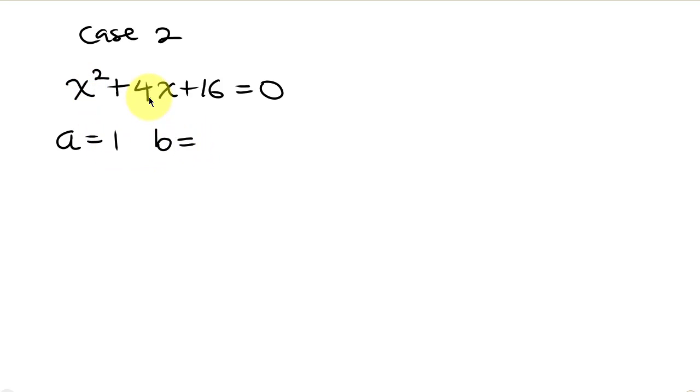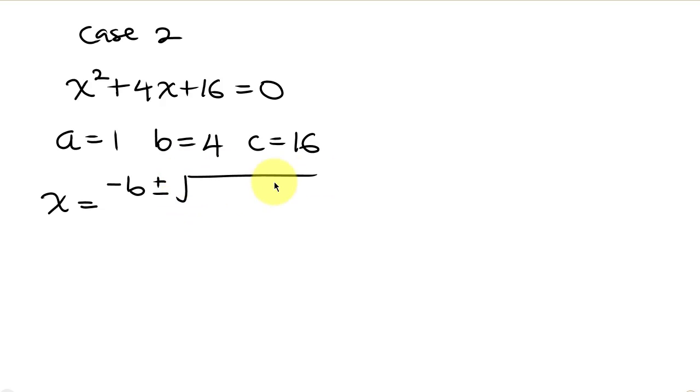Our b is a coefficient of x, which is 4. And our c is a constant term, 16. Very good. Now let's plug this into our quadratic formula, which is going to be of the form x equal to negative b plus or minus the square root of b squared minus 4ac all over 2a.